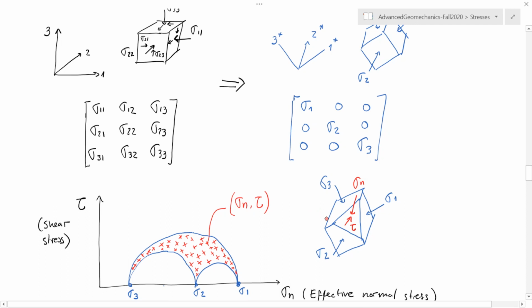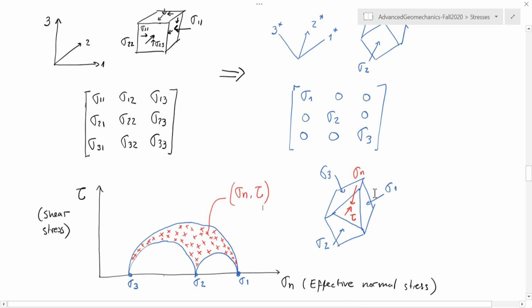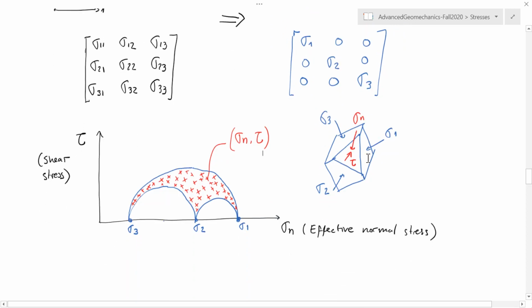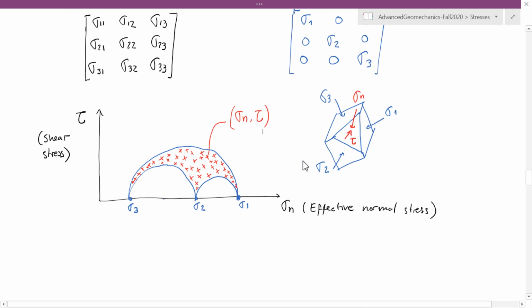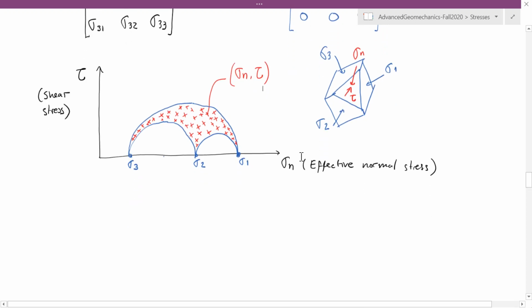So still, I have many possible values that could be a combination of the state of stress and the intersection with this plane. All right, but this serves as a good motivation about how to simplify a little bit more the stress tensor in order to plot it and to use some other values that we're going to see are very useful.